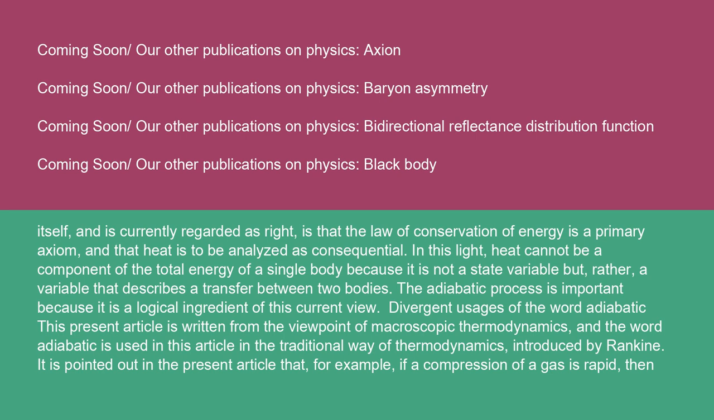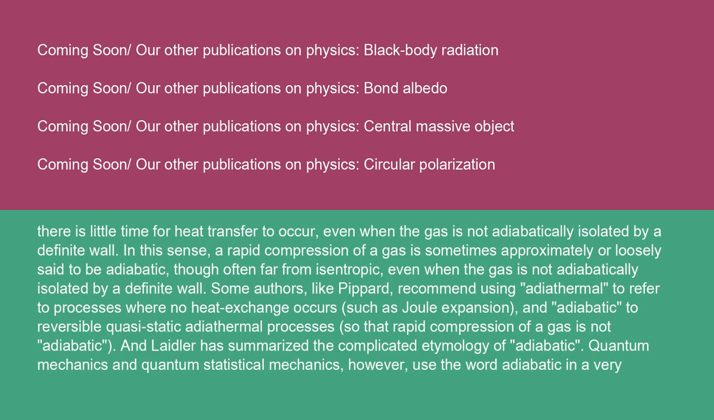This present article is written from the viewpoint of macroscopic thermodynamics, and the word adiabatic is used in this article in the traditional way of thermodynamics, introduced by Rankine. It is pointed out in the present article that, for example, if a compression of a gas is rapid, then there is little time for heat transfer to occur, even when the gas is not adiabatically isolated by a definite wall. In this sense, a rapid compression of a gas is sometimes approximately or loosely said to be adiabatic, though often far from isentropic, even when the gas is not adiabatically isolated by a definite wall.